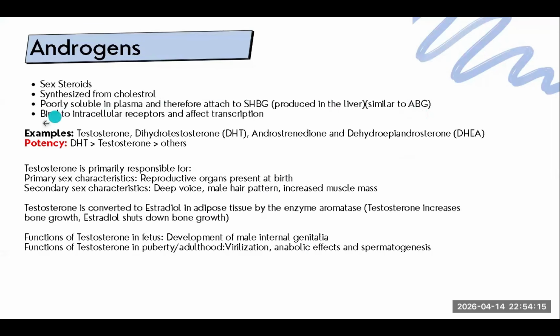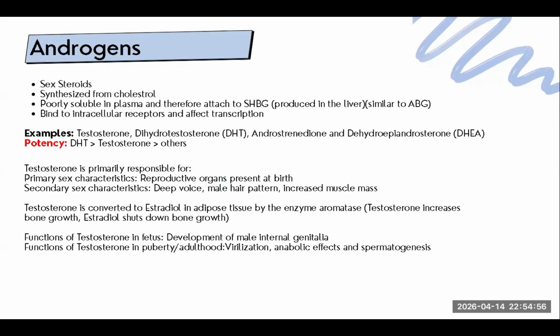And lastly, androgens bind to intracellular receptors and affect transcription. You guys know this already. Some androgens we should know are testosterone, DHT, which is dihydrotestosterone, androstenedione, and DHEA. I'm not going to read this. Please remember all of them. Now, the order of potency. Potency simply means how strong they are. If they're strong, they're going to have a stronger effect. The most potent one is DHT, followed by testosterone, and followed by the others, androstenedione and DHEA.